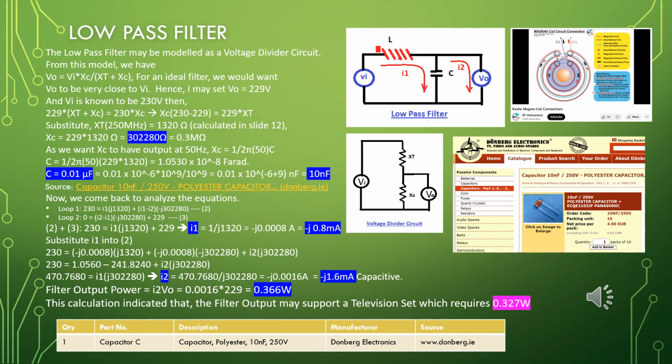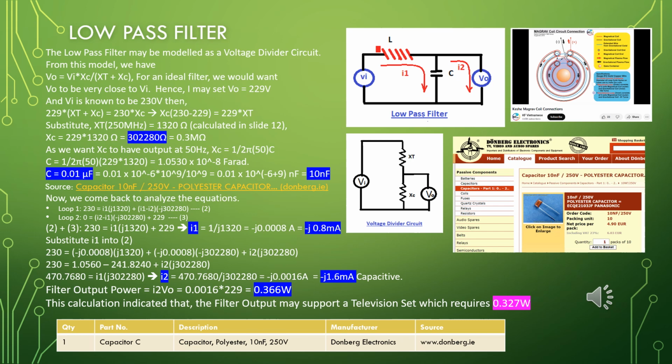As we want Xc to be output at 50 Hz, Xc equal to 1 over 2 pi 50 C. C equal to 1 over 2 pi divided by 50 divided by 229 divided by 1320 equal to 1.053 times 10 to the power minus 8 farad. C is equal to 0.01 μF, equal to 0.01 times 10 to the power minus 6 times 10 to the power 9 divided by 10 to the power 9, equal to 10 nanofarad.